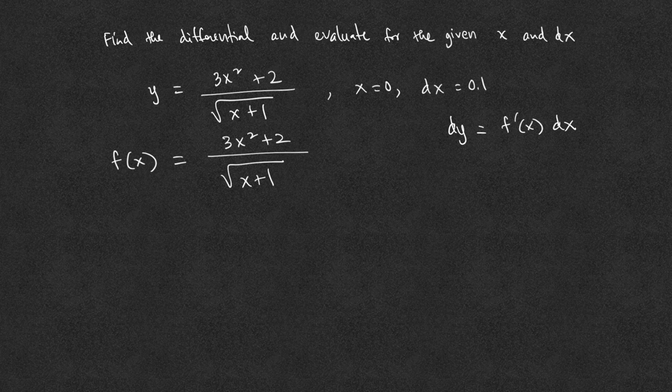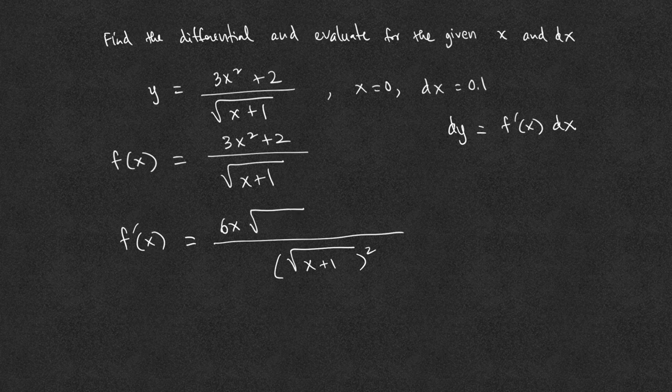To find the differential dy, we would first need f prime of x. We use the quotient rule, where we square the denominator first. And then we differentiate the numerator. The derivative of the numerator, 3x squared plus 2, is 6x.